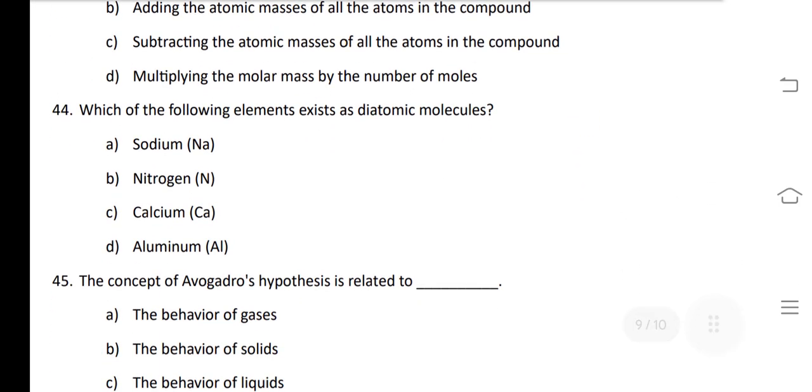Which of the following elements exists as a diatomic molecule?